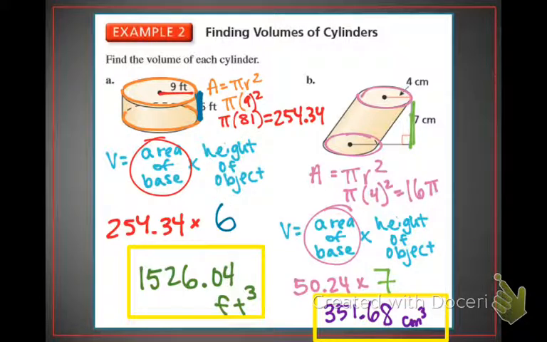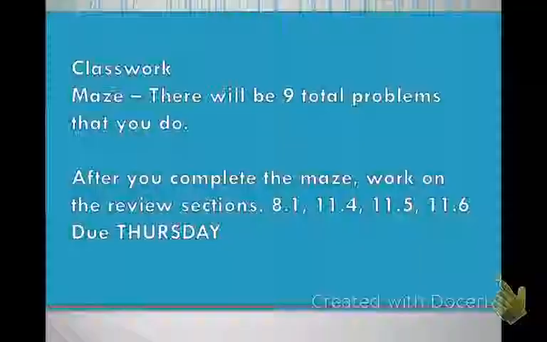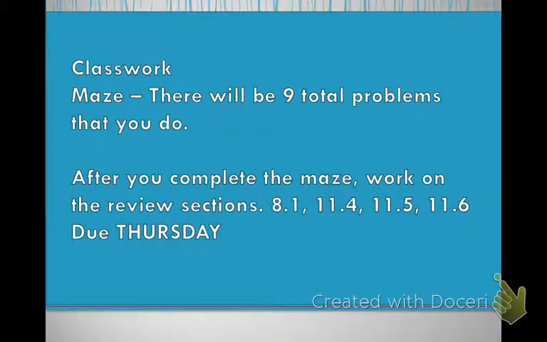So here is what you're going to be doing. You have a good amount of time. You're going to do a maze. You will need a sheet of paper out. Go ahead and take one out.